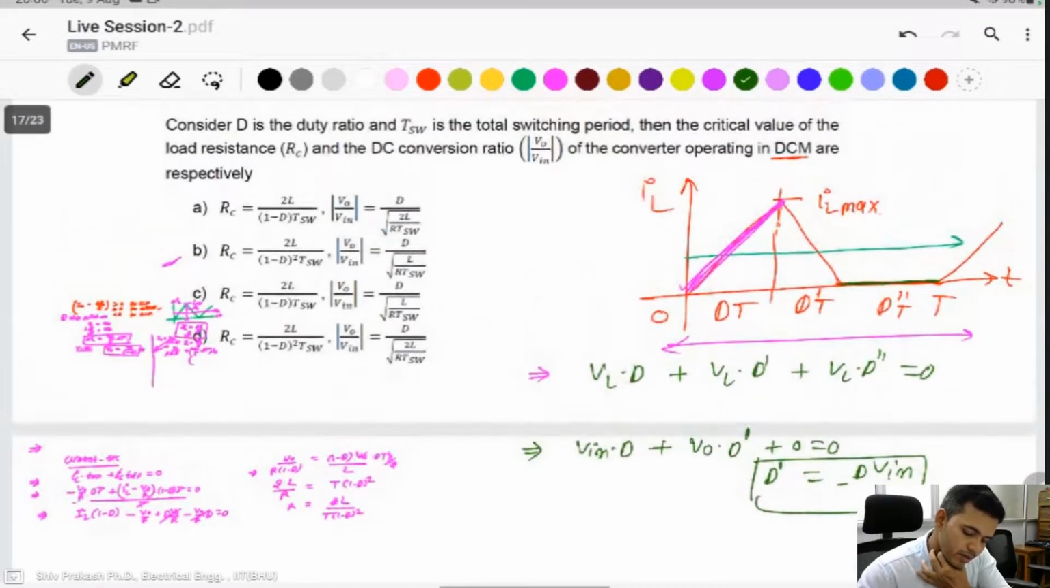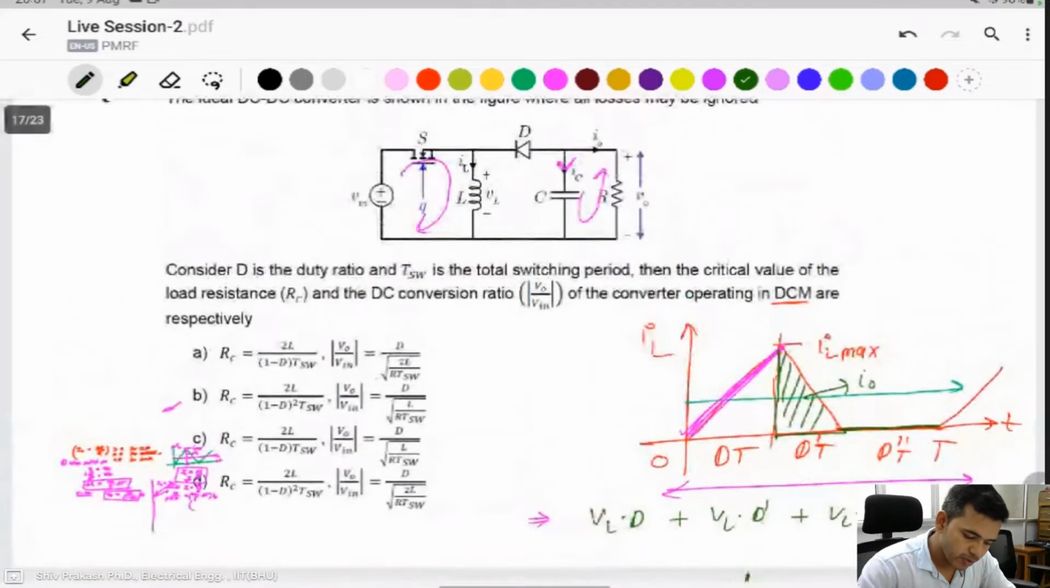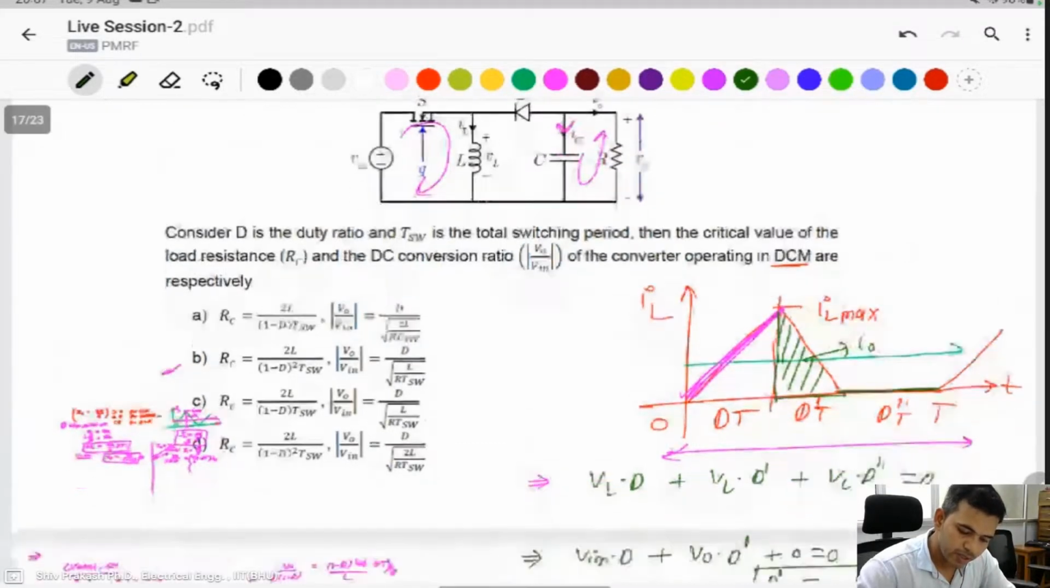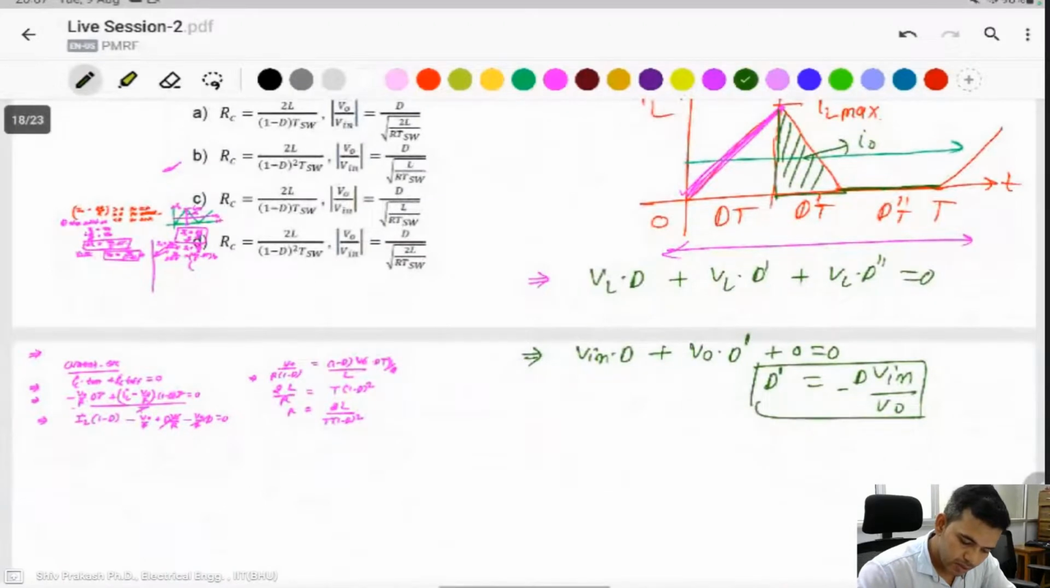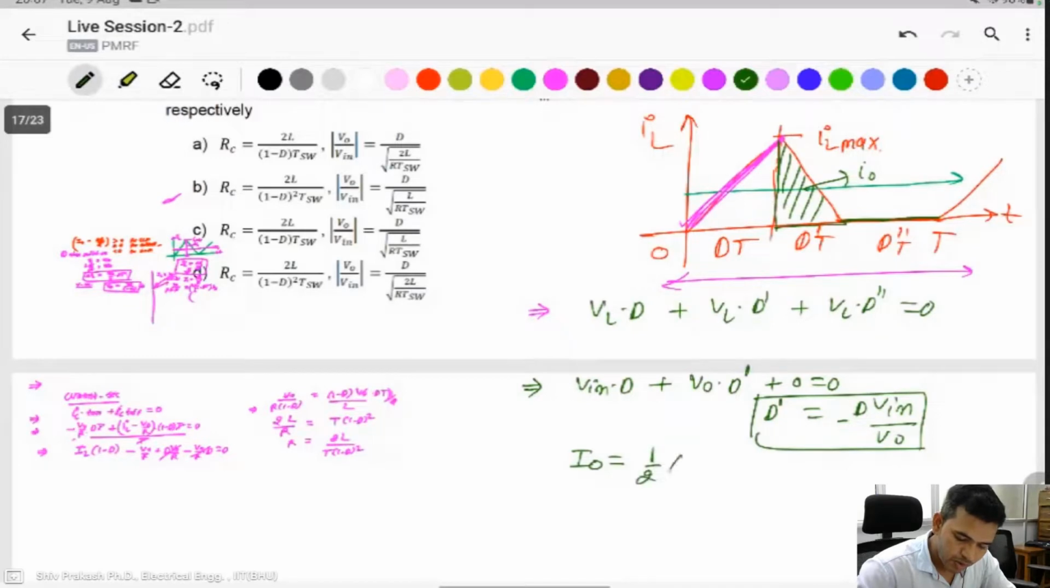Second, we find the I naught. Actually, when the switch is off, then this waveform presents I naught. Because when the switch is off, the same inductor current passes through the load, and the average of this current is equal to I naught. Then you find I naught is equal to the area of this rectangle, I max into time period T dash into T, divided by total T. T cancels out.